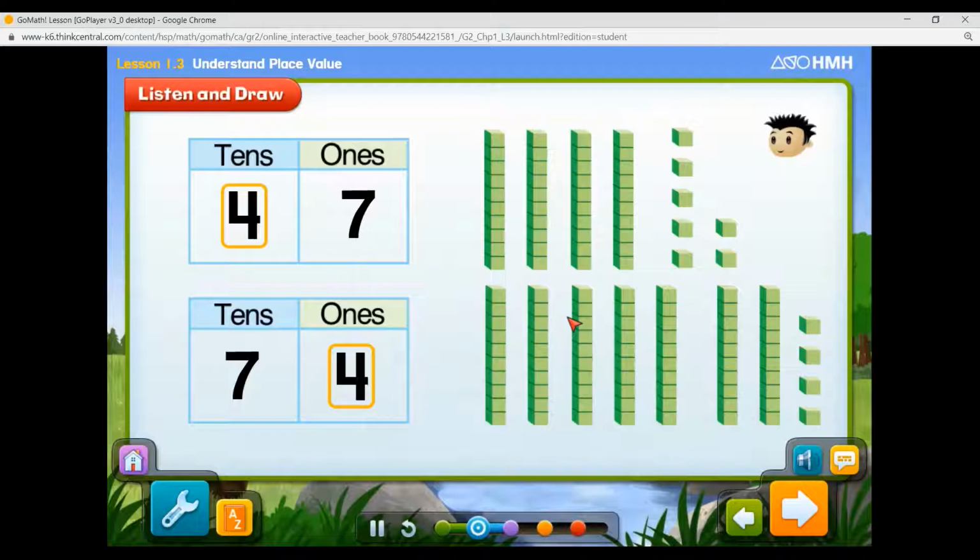Both numbers have a 4 and a 7. The 4 has a different value in the two numbers. In the first number, the 4 shows 4 tens. In the second number, the 4 shows 4 ones. How are the values of 7 different? In the first number, the 7 shows 7 ones. In the second number, the 7 shows 7 tens.